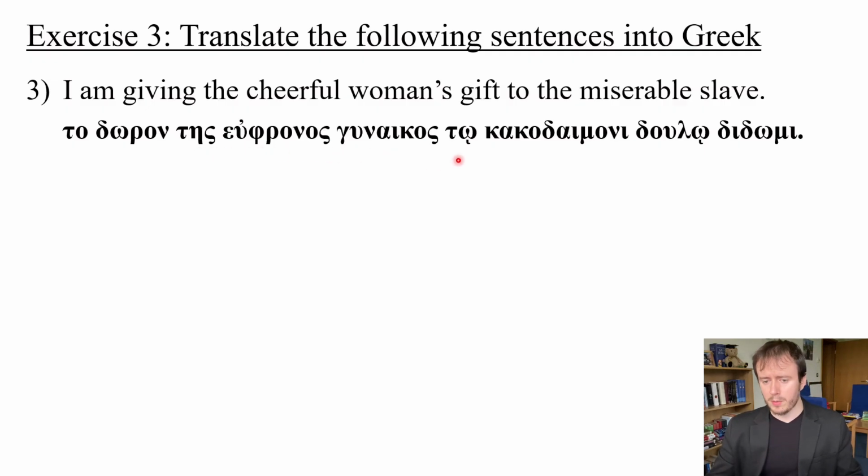And then we also needed to the miserable slave. If something is being given to someone, then that person needs to go in the dative case. So we have the miserable slave in the dative singular. In particular, everything here is masculine dative singular because the noun doulos is a masculine noun. So this means to the miserable slave, and didomi is I give. Mi is the I ending for mi verbs in the present indicative active.